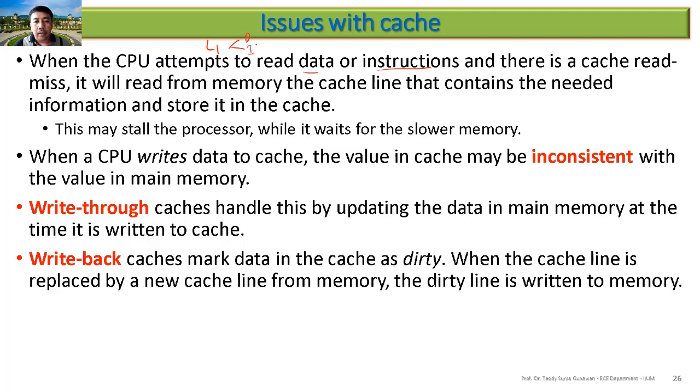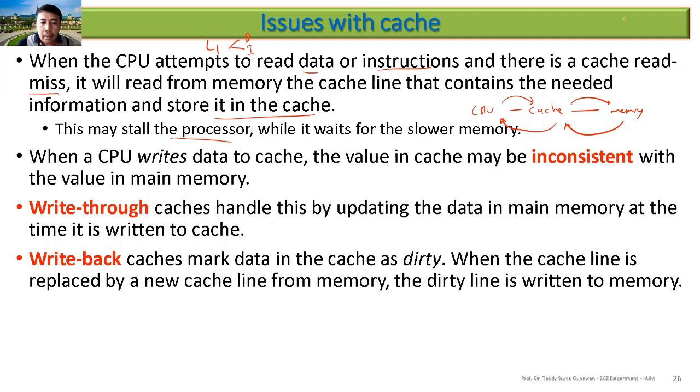If there is a cache read and a cache miss, meaning the data is not available, it will read from the memory the cache line that contains the needed information and store it in the cache. This may stall the processor because the data is not available. So the CPU will look in the cache, and if it is not there, then it will read from memory. You can see the cycle that it needs.